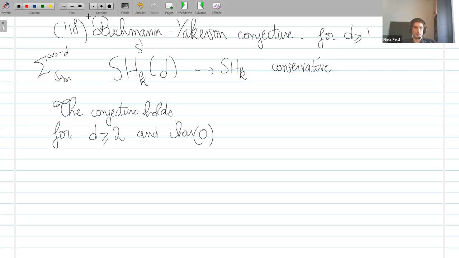I must say that in this part, maybe I should assume that the characteristic of K is different from 2, and maybe that K is infinite also, but yeah, this is not really interesting. Sorry, the characteristic of K is zero. So this is Bachmann and Yakerson in 2018. Then this was improved last July by Bachmann for d greater than three.